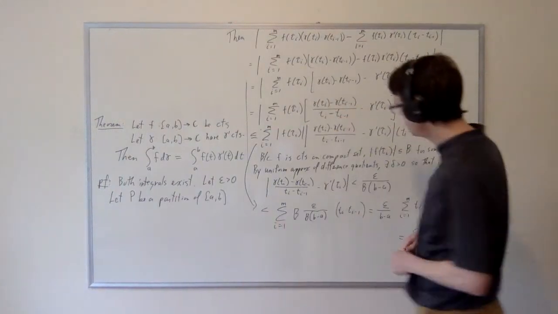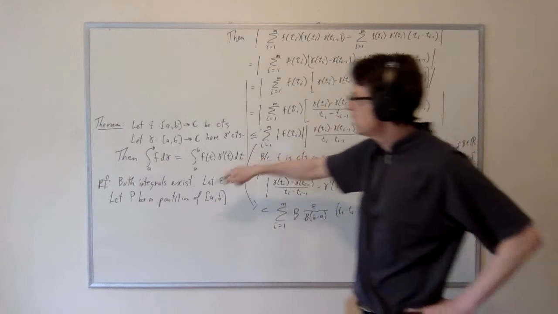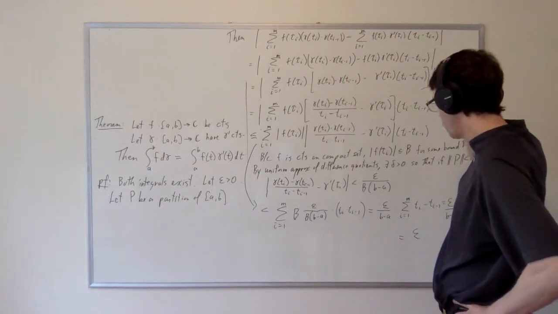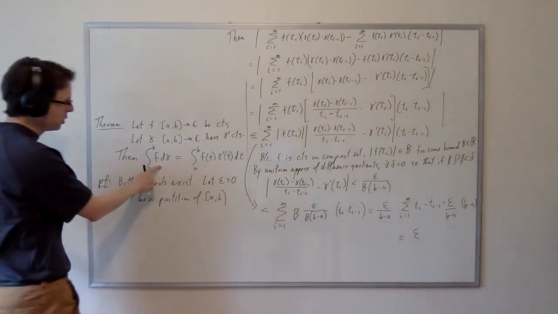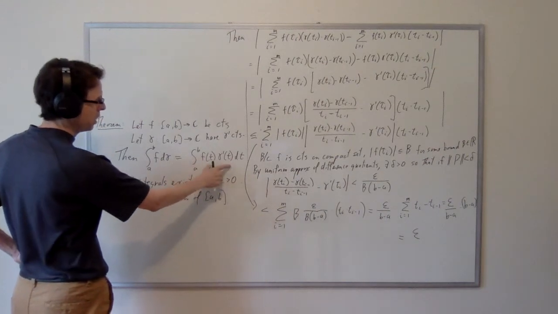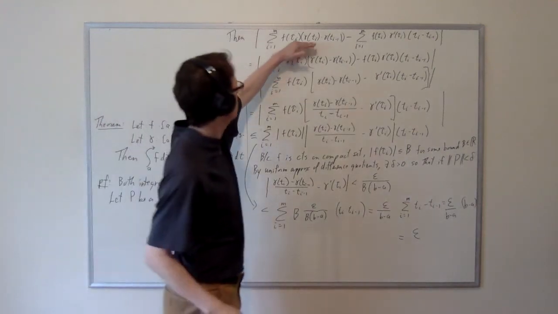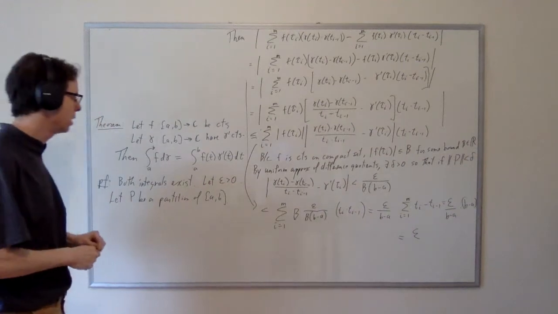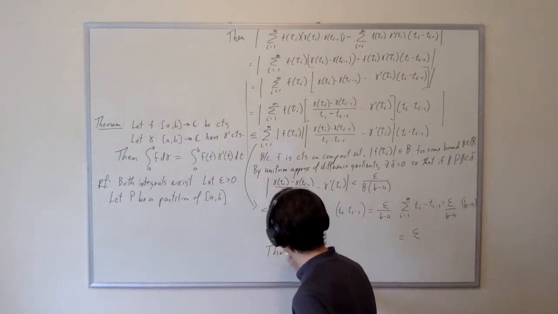So that shows that the difference between the partition estimate to this integral and the partition estimate to this integral is less than epsilon for any epsilon. So the partition can be made arbitrarily close to this, and then it is within epsilon of the same partition estimate of this. And that means that whatever the limit of these partitions is, it must agree with the limit of those partitions. And that shows that the integrals are equal. So let's just conclude here. Thus, the integrals are equal.